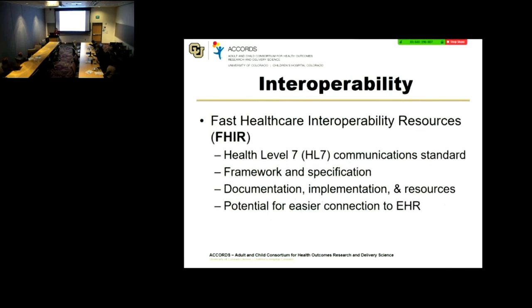Fast Healthcare Interoperability Resources. How many people have heard of Health Level 7 or HL7? That's basically the communications language, the communications protocol that clinical systems use to talk to each other. FHIR, which is what this stands for, is the next generation of that language, of that protocol. And it is designed specifically to support mobile information exchange in ways that are built in rather than having to build something new every single time.